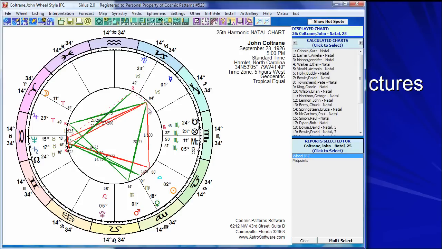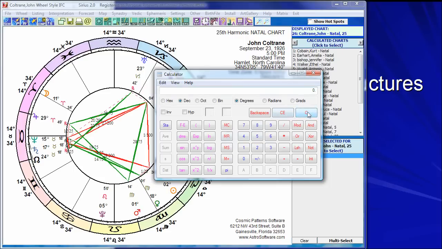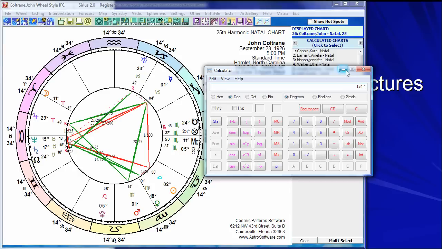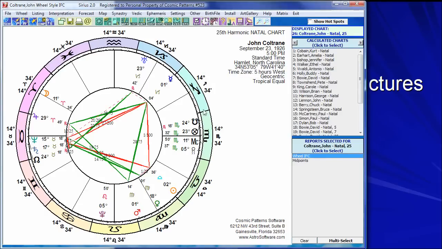And it tells me here that the Mercury trine Mars is 28/75. I can pull up the calculator and do 28 divided by 75 times 360, and that's 134.4 degrees, which is 134 degrees 24 minutes. Another special angle. So 134 degrees 24 minutes is a 28/75 and a sesquiquadrate. Let's go back to his natal chart.